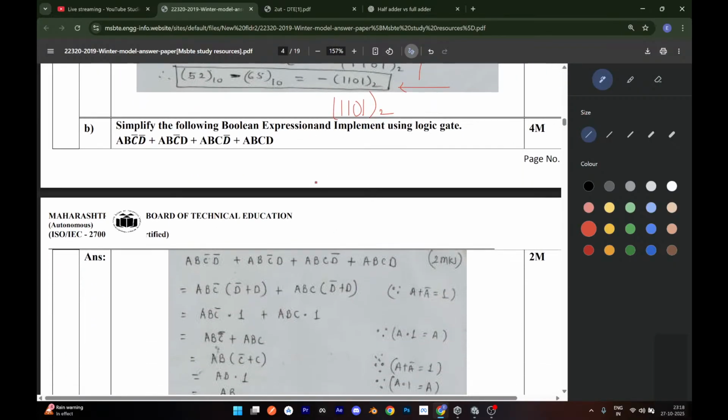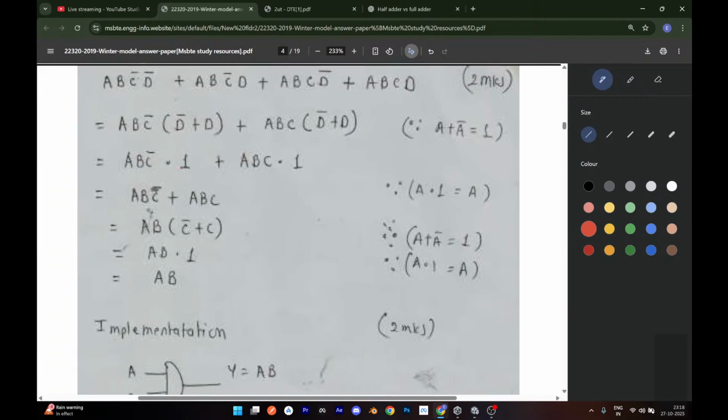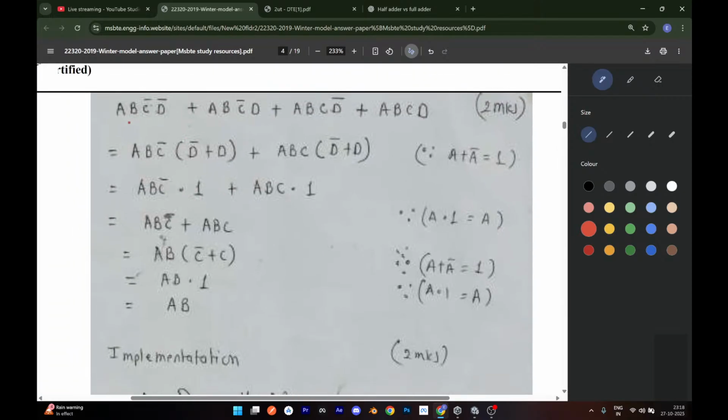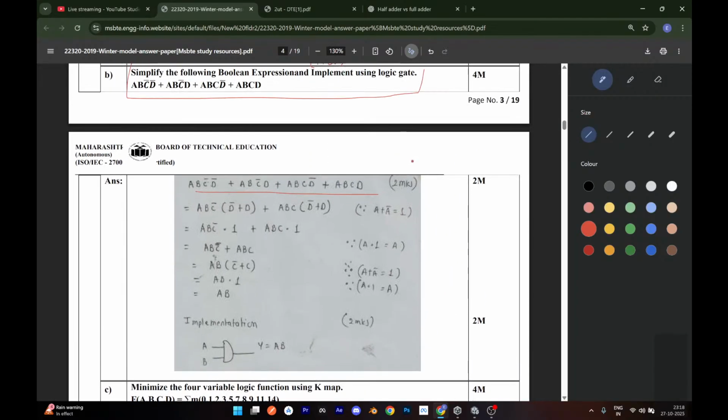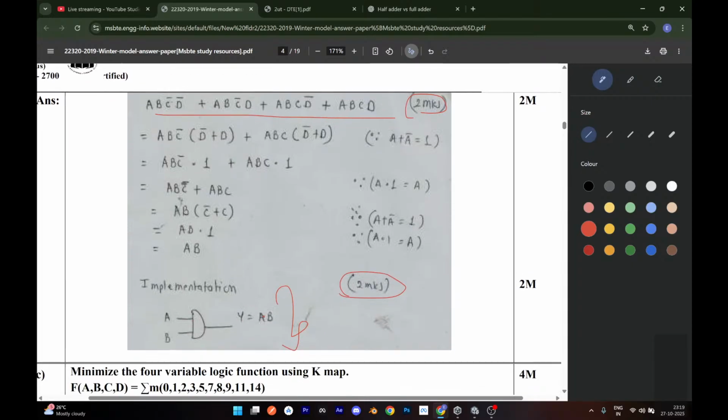This is clear. After this, I will move to this question: simplify the Boolean expression using logic gates. Yeah, so let us do this. One of our easy questions. Here, what are we doing exactly? The equation which we have got here is again simple. Like for 2 marks, we have to write the equation, and for 2 marks, we have to implement using the logic diagram.